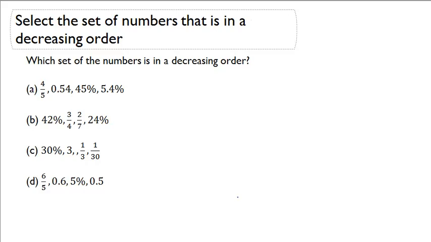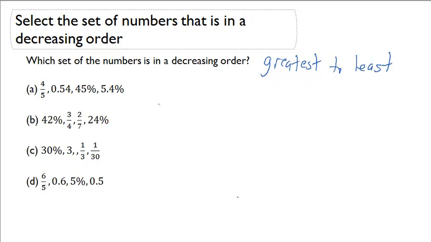Select the set of numbers that is in a decreasing order. Which set of numbers is in a decreasing order? And remember, decreasing order means from greatest to least. We're going to solve this problem similar to the way we solved the last problem when the numbers were in increasing order. We now want to find out which set of numbers goes from greatest to least.